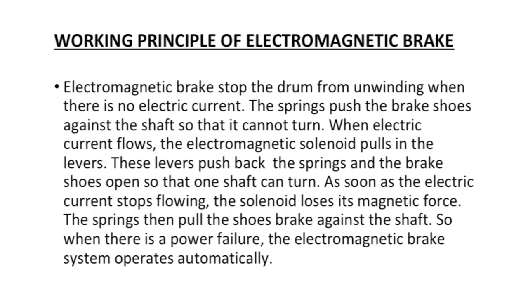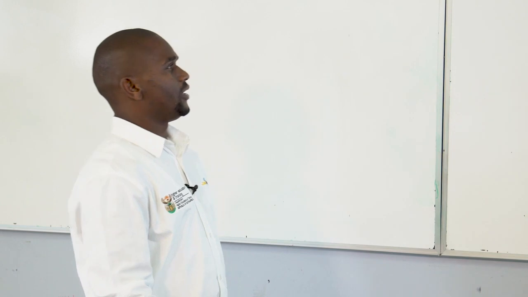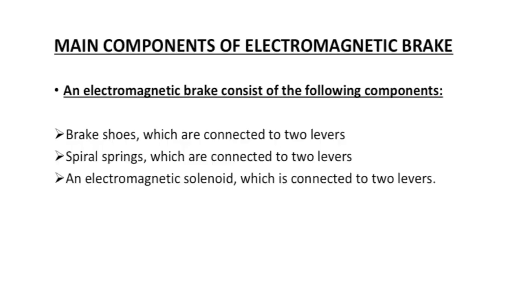So this is the working principle of an electromagnetic brake. The components of an electromagnetic brake: it consists of brake shoes which are connected to the levers. Then we have a spiral spring that is connected to the 2 levers as well, and an electromagnetic solenoid which is connected to the 2 levers.